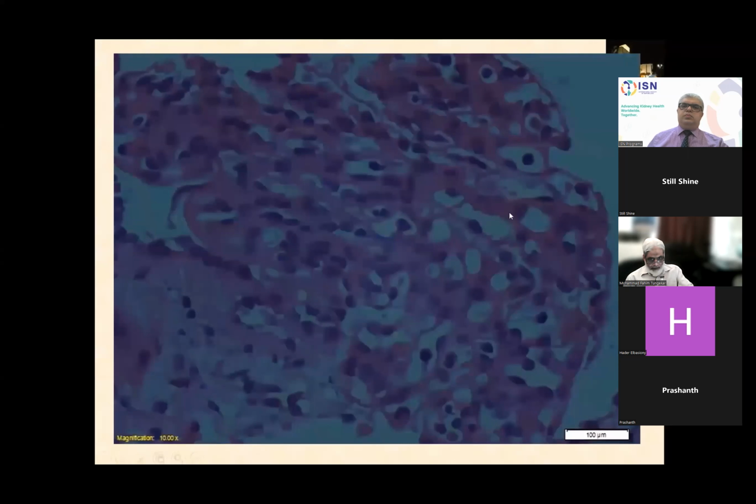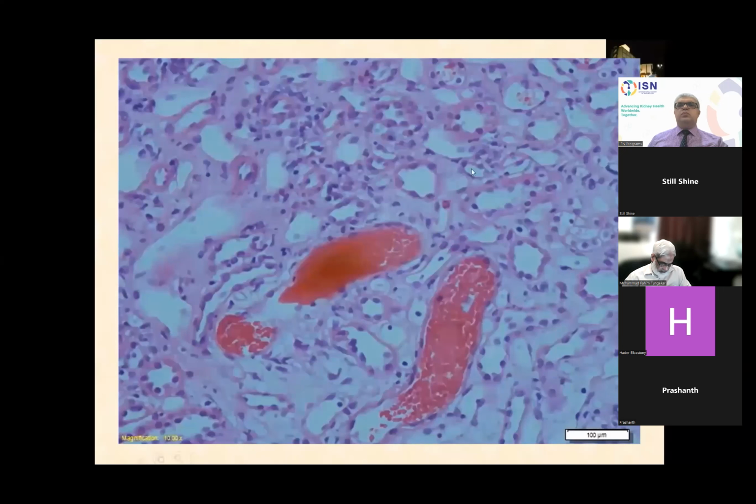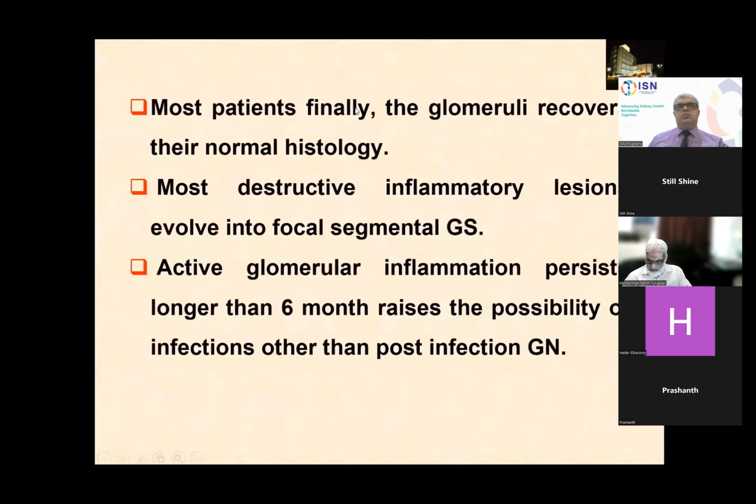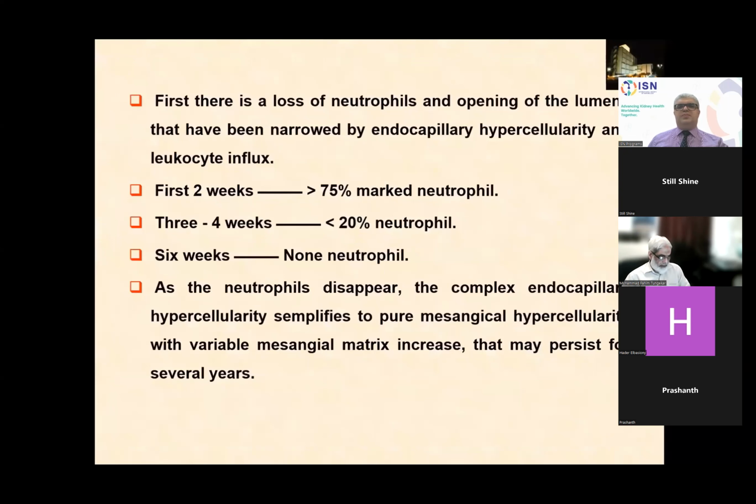In this figure, we have here the capillary lumina, and in all the segments we observed intracapillary presence of leukocytes or neutrophils inside the capillary lumen, and this is the endocapillary hypercellularity. It is associated with red blood cell casts, and this shows the patient exhibiting hematuria. In the course of post-infection, first there is a loss of neutrophils and opening of the lumen that was engorged and occluded by numerous neutrophils, narrowed by endocapillary hypercellularity and the leukocyte influx.